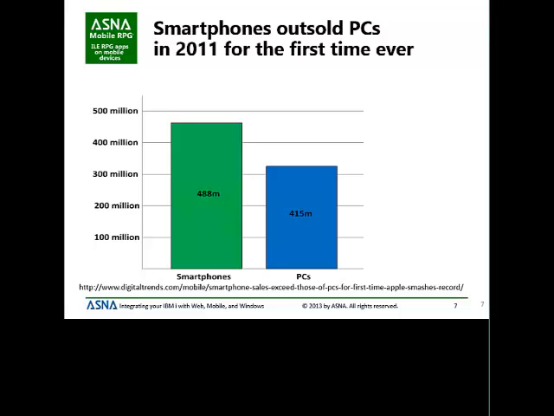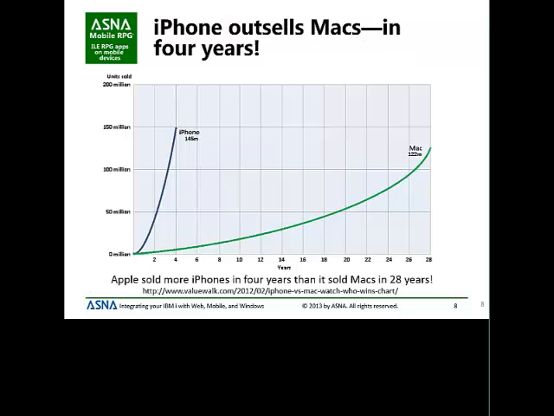In 2011, for the first time ever, smartphones outsold PCs, and that trend is generally considered irreversible. While PCs will certainly be with us for a long time, from here on out, they take a backseat to smart mobile devices. Consider this. Smartphones are so popular that Apple sold more iPhones in 4 years than it sold Macs in 28 years.